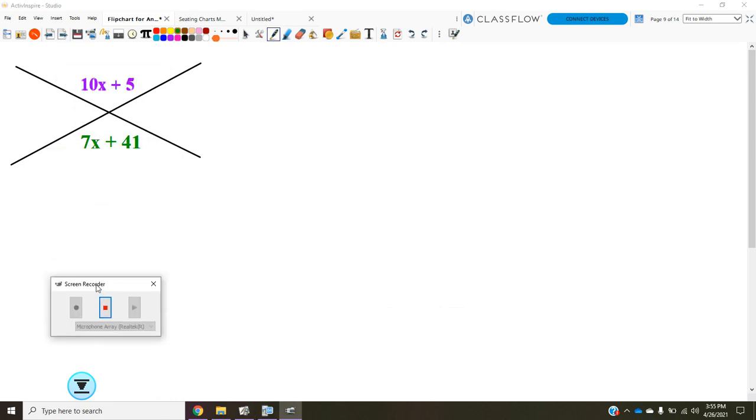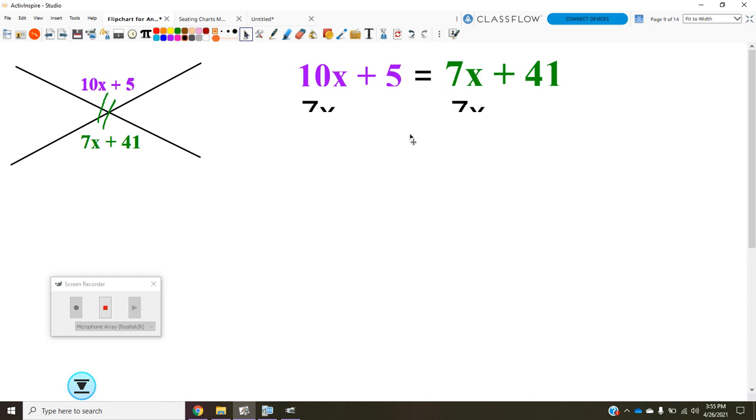Now, again, the next level of difficulty is setting up an equation where the two angles, in this case, don't add up to 90. They don't add up to 180. They're vertical. Vertical means they equal each other. So when I set up an equation, I'm going to make 10x plus 5 equal to 7x plus 41. I have variables on both sides, and the first step is to cancel the smaller variable term. So I'm going to subtract 7x both sides.